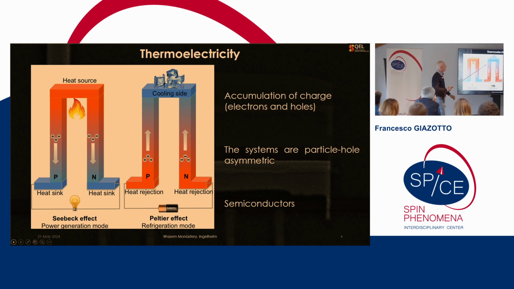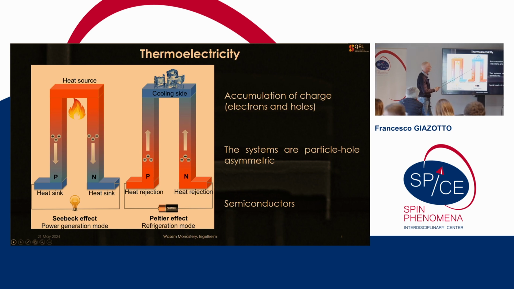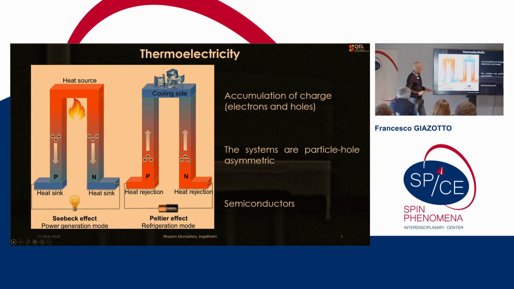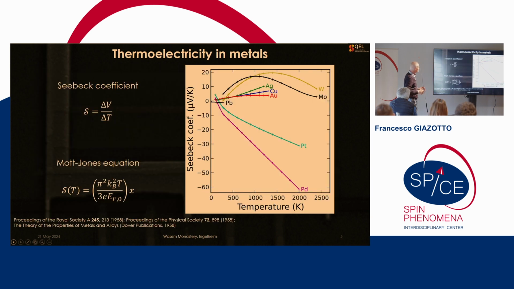It's a fully electronic way to cool at substantial temperatures. And these systems, semiconductors, are indeed very suitable, like other materials, because they can intrinsically and easily be particle-hole asymmetric, okay? So what happens in metals?